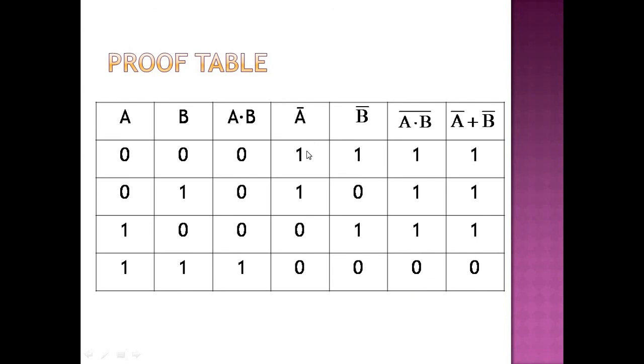Now we have to make the summation A bar plus B bar. So here A bar value has the 1 and B bar value has the 1. So 1 plus 1 becomes 1. 1 plus 0 becomes 1. 0 plus 1 again becomes 1, and 0 plus 0 becomes 0. So this indicates that A dot B whole complement is equal to A bar plus B bar.